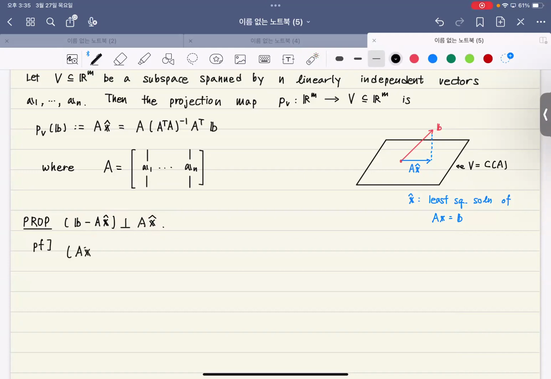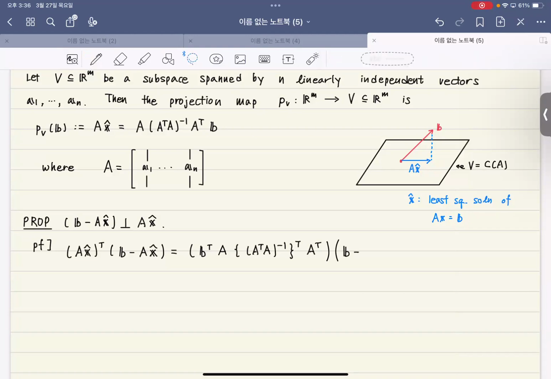So (A X hat) transpose times (B minus A X hat). Here I am taking the transpose of A X hat, therefore I have to invert the order of the multiplication. So take the transpose: B transpose, and (A transpose) transpose, which is A, and (A^T A) inverse being transposed, and lastly A transpose. So this is A X hat, and also B minus A X hat. I'll just copy and paste.